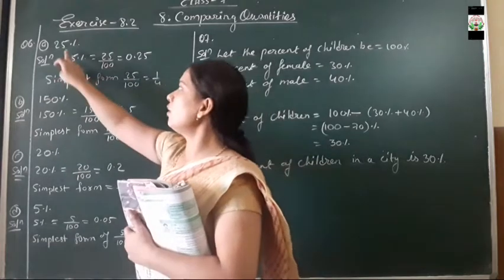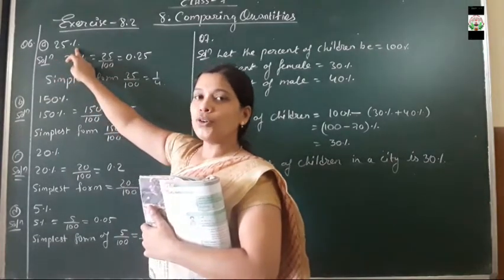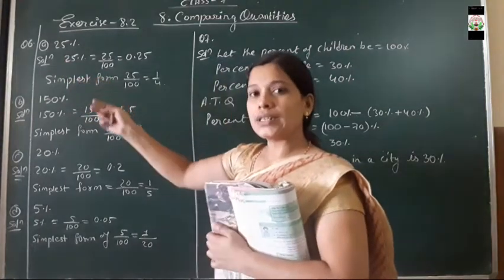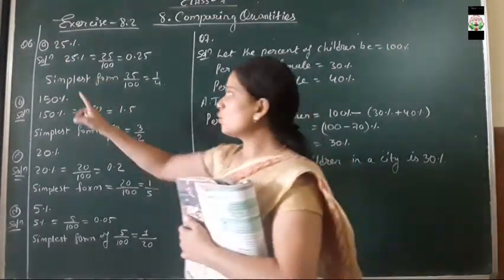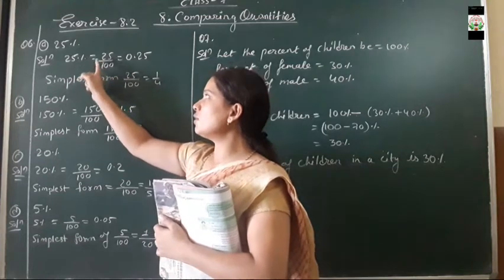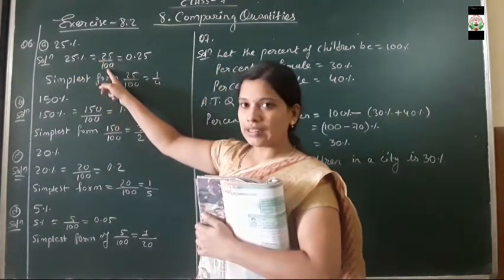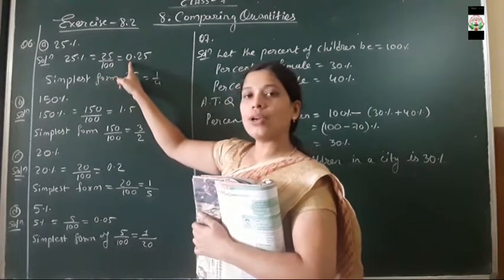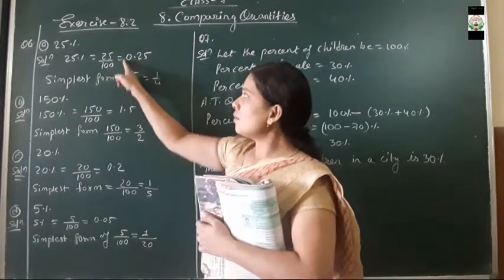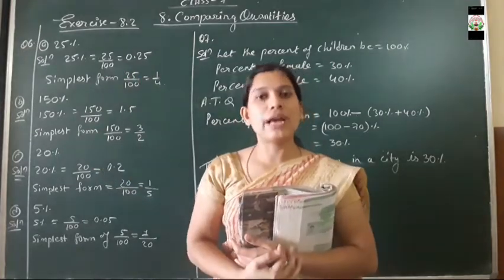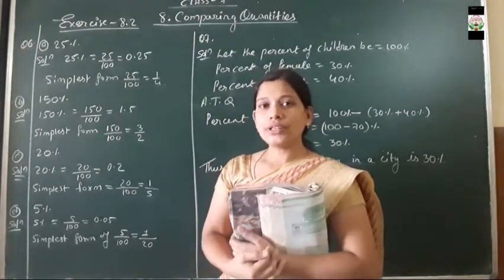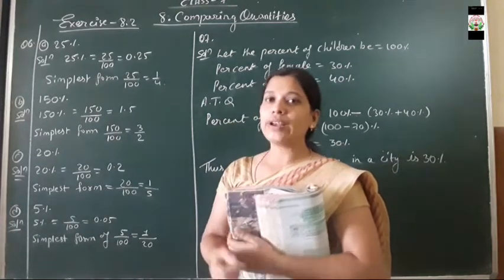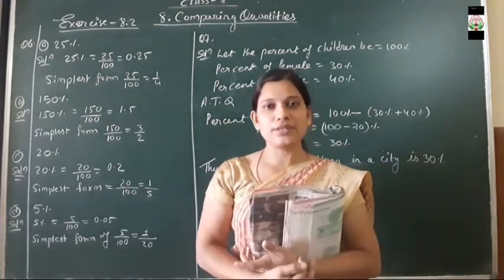Here it says 25% is given, isn't it? We have to convert 25% into a decimal fraction. So 25% means 25 upon 100. We can write it like this. Now 25 upon 100, when divided, becomes 0.25. So this number 0.25 is a decimal fraction. After division we got the number 0.25, and that 0.25 is a decimal fraction.